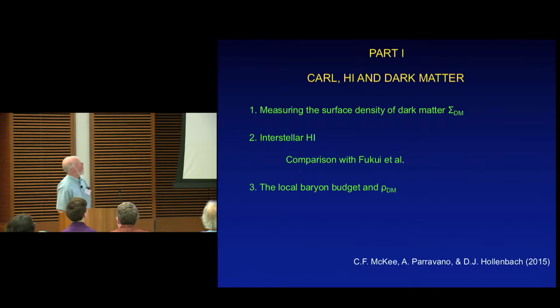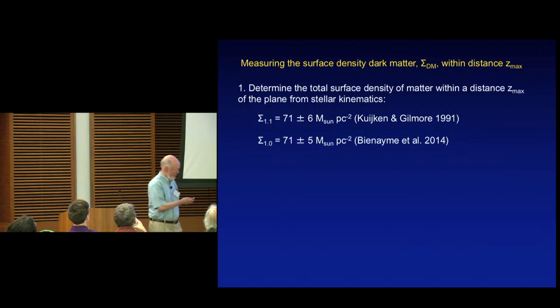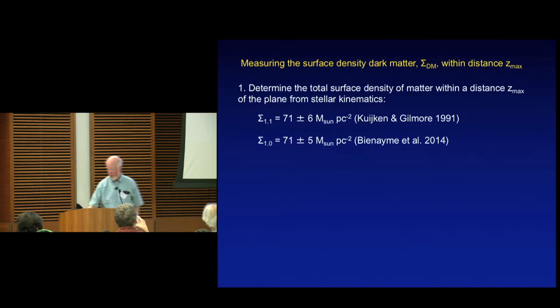Okay, so let me get started on the first part of the talk, Carl, H1 and the dark matter. I want to talk to you about some work we did recently on measuring the amount of dark matter, and the interstellar H1 is crucial in that. So let me start up here. If we want to determine the total surface density of matter within some distance, this is within 1.1 kiloparsecs of the galactic plane, people some time ago determined the total amount of matter from looking at the kinematics of stars.